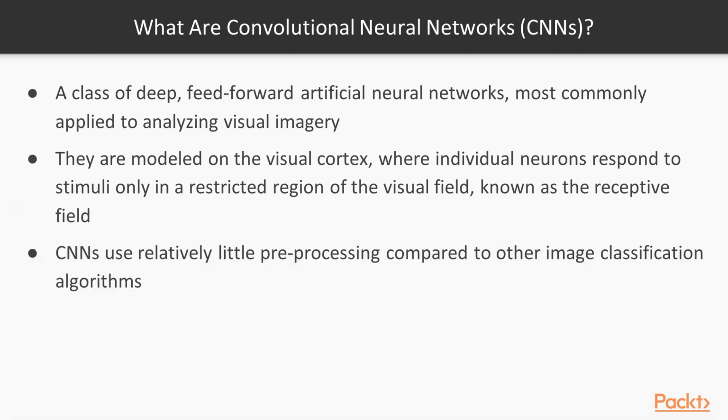CNNs use relatively little pre-processing compared to other image classification algorithms. This means that the network learns the filters that were traditionally hand-engineered in other algorithms. This independence from prior knowledge in human effort in feature design is a major advantage. And for information, Yann LeCun, now at Facebook, pioneered the use of convolutional neural networks many years ago.